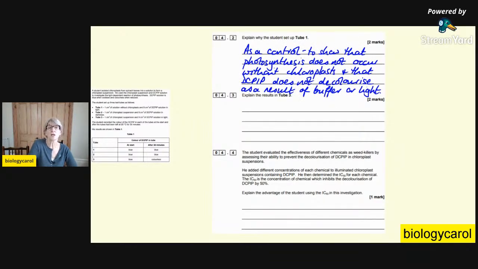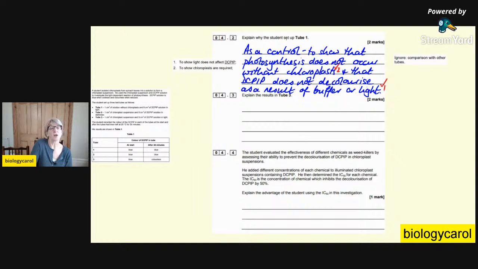So as a control, to show that photosynthesis does not occur without chloroplasts and that DCPIP does not decolorize as a result of anything else that is in the tube, and the only other thing is buffer, or light, because that was the condition that the tube was under. So here we go, and there are the two.